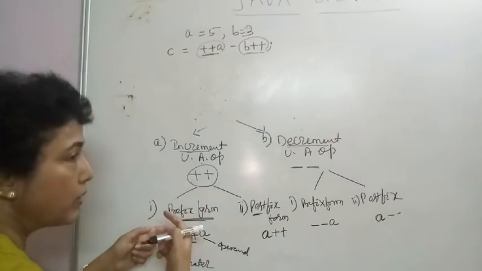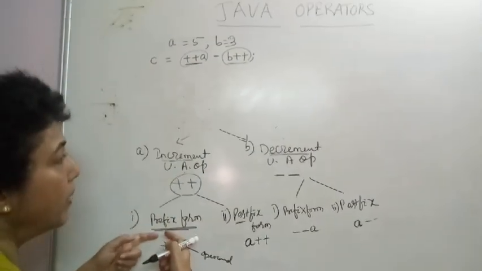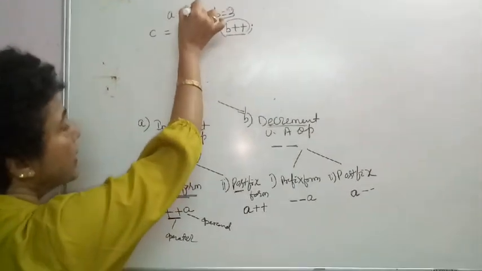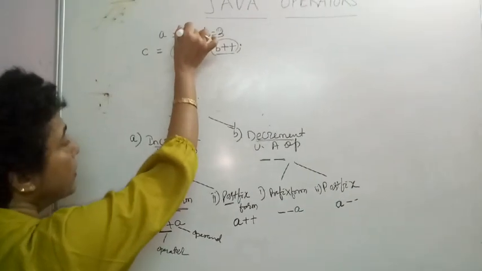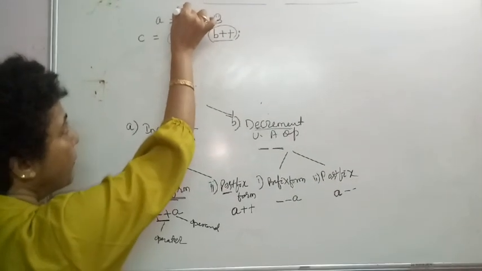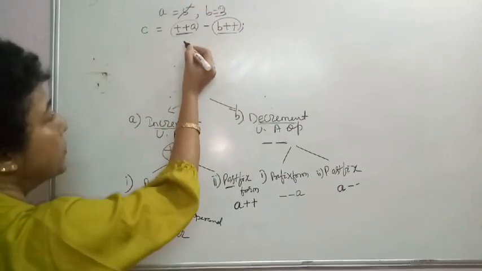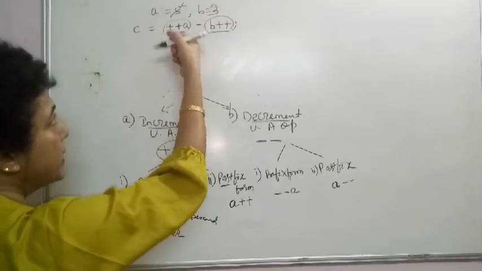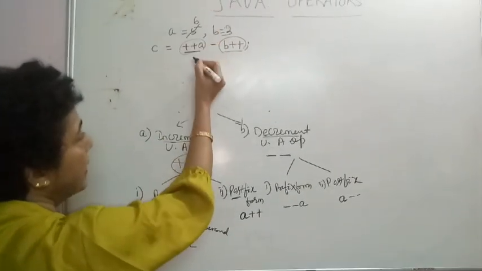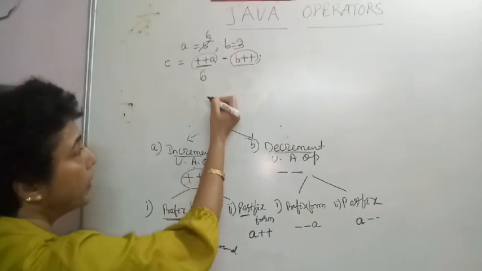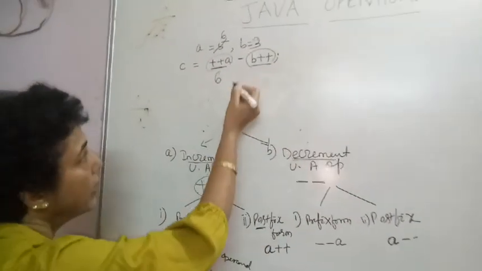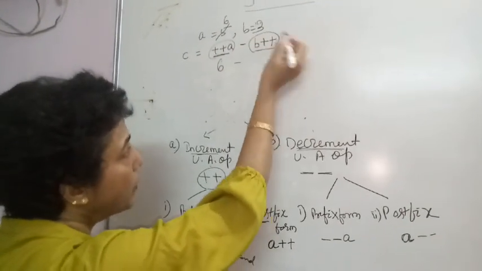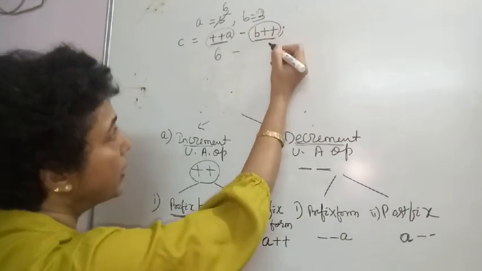So what is the rule of prefix form? First the value will change. In memory the original value of a was 5. So this will change first, changing by +1 because it is increment, so it will become 6. Then this new value will be taken for calculation. The subtraction symbol will remain as it is. Then I will go for solving the other unary operator part.